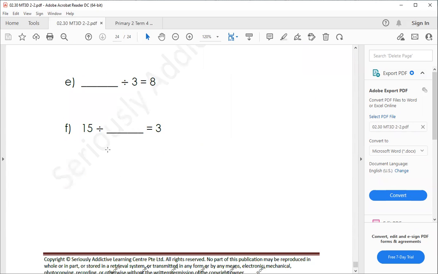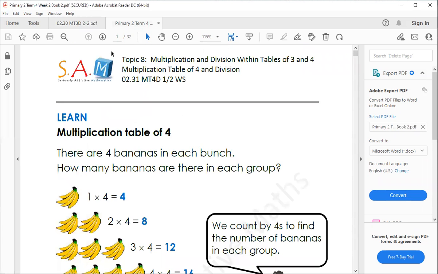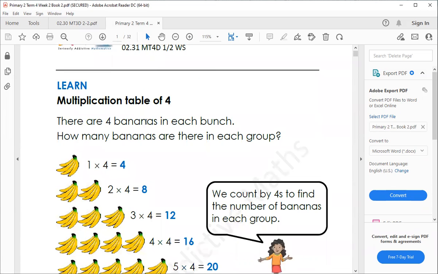Okay, and that's it for this question, for this booklet. Now we move on to multiplication table 4.